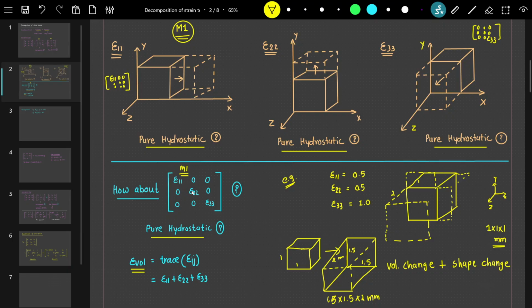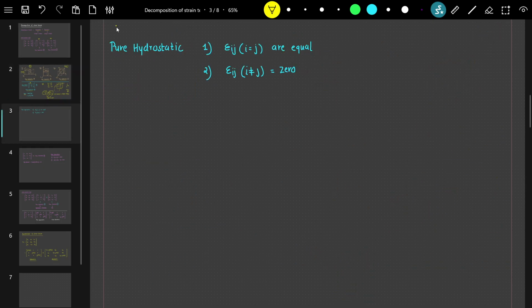Therefore, we can say for a given value of epsilon 1 1, 2 2 and 3 3, if these are arbitrary strain values, it may not be a pure volumetric. It is a combination of volumetric or pure hydrostatic and deviatoric. So this is not pure hydrostatic. So for M1 to become pure hydrostatic, what is the condition? Let's see that.